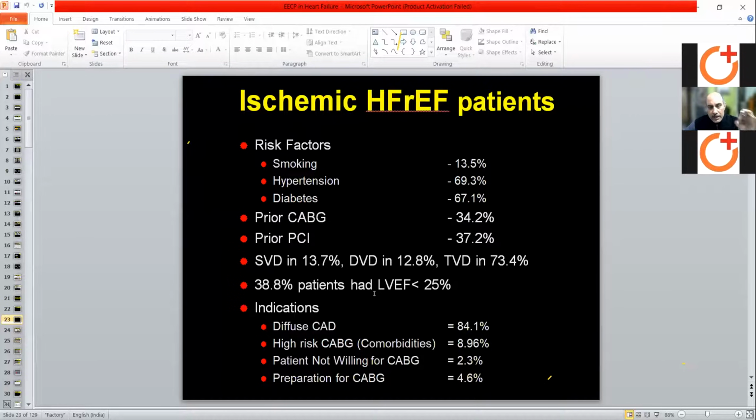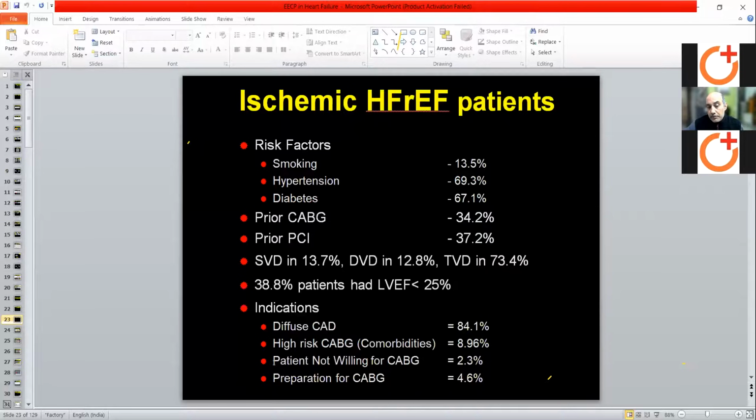The indications for why we are using it in our clinical practice: if we have diffuse disease, we cannot contemplate angioplasty or bypass. Then we offer EECP to them. If we have a person who has comorbidities such as kidney dysfunction, liver dysfunction, or something else which is a prohibitive risk for CABG, we do. About 9% of patients were such. Patients not willing for bypass surgery were 2.3%, and that is the patient's discretion. They don't want bypass surgery.